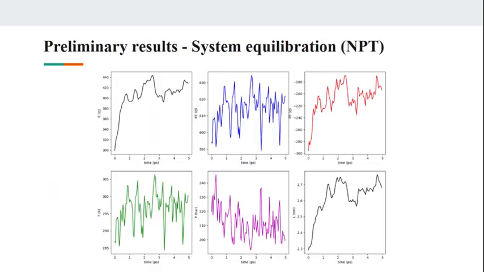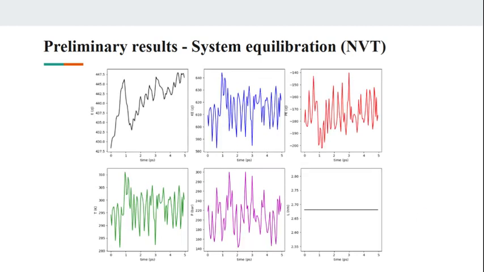In this slide, I show that the system has been equilibrated at the NPT conditions. The kinetic energy and the potential energy equilibrate to a particular value, the temperature equilibrates to 298 Kelvin, the pressure reduces from an initially higher value to about 200 bar, and the length of the simulation box increases and then eventually equilibrates to around 2.7 nanometers. I also look at the equilibration at the NVT conditions, and here too we see that the system has equilibrated really well, and the box length has not changed in the NVT system.